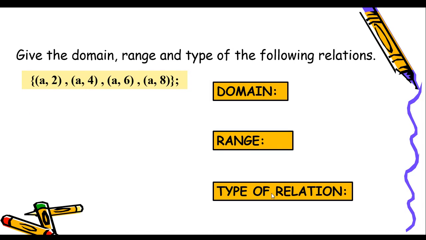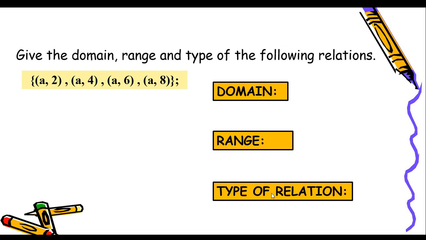Let's have another example. So we have here an example not illustrated in a mapping diagram. Instead, it is in a set of ordered pairs. So you can easily determine the domain and the range. But if you want to easily determine the type of relation, you can illustrate this using a mapping diagram.